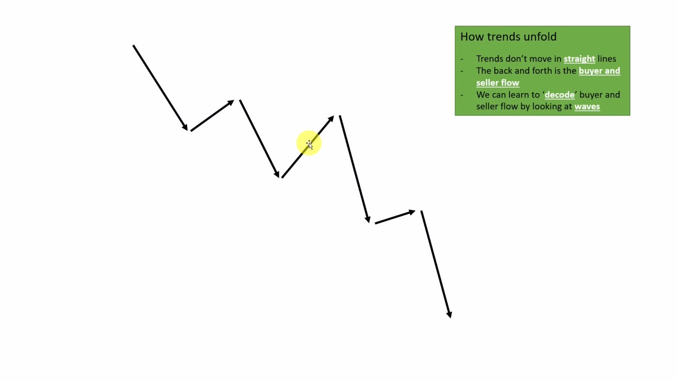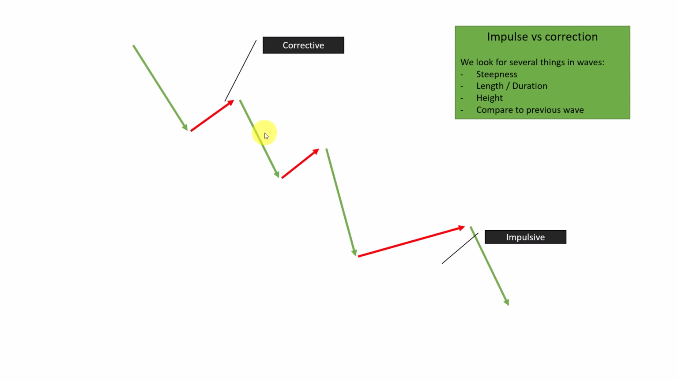When there are more buyers, the market moves higher. When there's more sellers and not as many buyers, the market moves down. And we can learn to decode this buyer and seller flow by looking at the waves. And those waves are really important, as we can see in a moment. And there are different terms that we use.